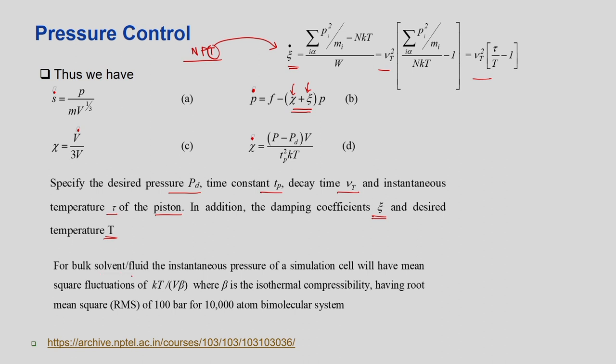For a bulk solvent fluid, the instantaneous pressure of a simulation cell will have a mean square fluctuation of kT by V beta, where beta is the isothermal compressibility, having a root mean square of 100 to 100 bar for a 10,000 atom biomolecular system. That is why pressure is very difficult to control, because the root mean square deviation of pressure is very large, unlike temperature, because of this expression. Beta is the isothermal compressibility, and this value is very high, which is the reason the RMS is also high.